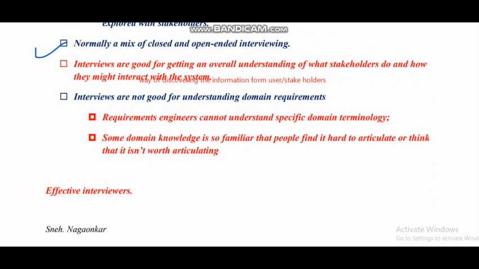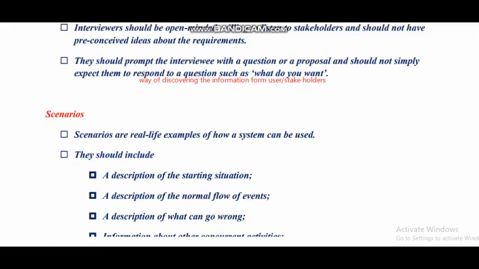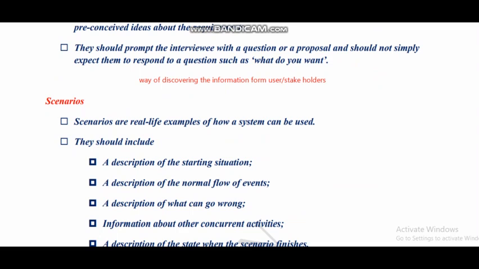Sometimes we feel that interviews are not good for collecting all the information. Why? Because the person who conducts the interview will note down all the points, and again we have to sort those points according to the development requirements. So we need effective interviewers, the people who conduct very useful interviews according to the requirements needed for the development. Are you getting it?